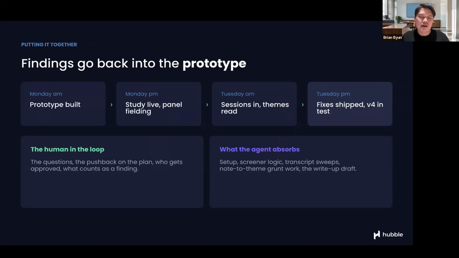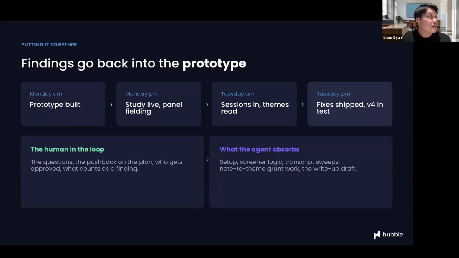So again, there is still a requirement for human involvement, because this is a tool for researchers and for humans to stay in control and operate. The questions, the plan approval, who gets approved, and the execution, the important decisions are still going to be made by humans in the loop. But all the repetitive things, like entering the screener questions, sweeping the transcripts, identifying the notes, and putting together the notes into themes, can be done by the agents powered through the Hubble MCP.